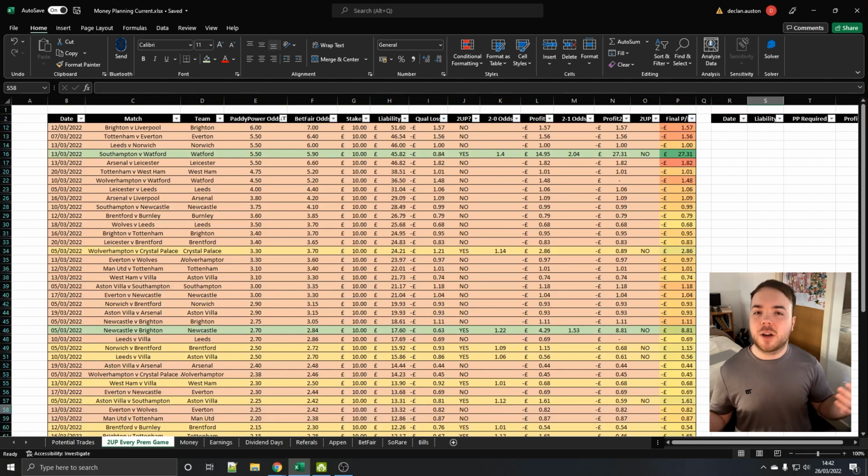So let me know down in the comments below what you think about the 2-up method. What different refinements do you use for your strategies? Do you just do every game and hope for the best? Do you use separate leagues? I know the Bundesliga is quite a good league for using 2-ups. Maybe if you want to see me do that for a whole month, I'll do it if you let me know down in the comments.